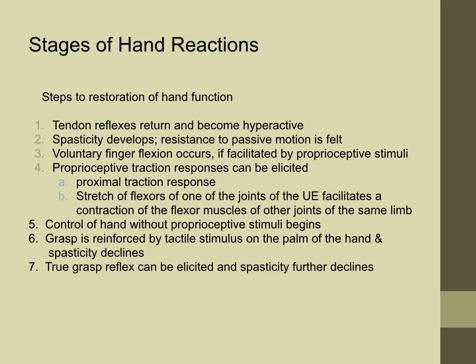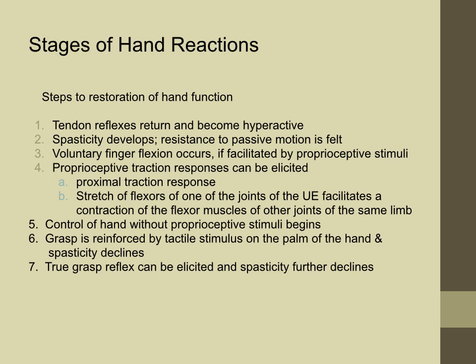Voluntary finger flexion occurs, and if facilitated by proprioceptive stimuli, proprioceptive traction responses can be elicited by the therapist, and that includes proximal traction response, as well as stretch of the flexors of one of the joints of the upper extremity. And this facilitates a contraction of the flexor muscle of other joints of the same limb. Also, control of hand without proprioceptive stimuli begins.